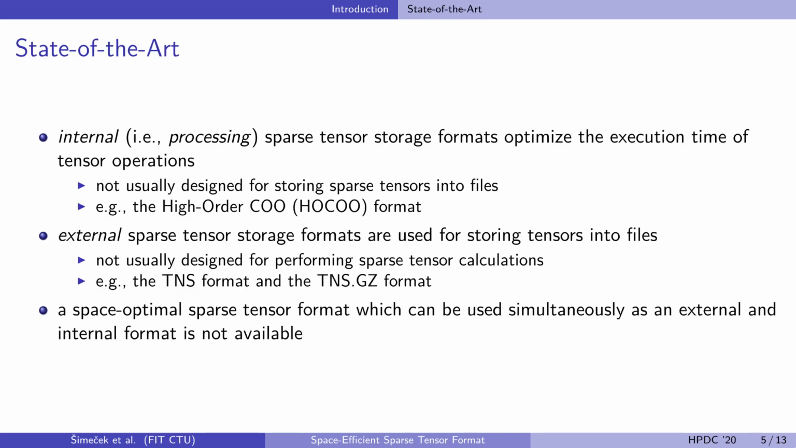Existing sparse tensor storage formats can be divided into two groups: internal formats, also called processing formats, and external formats. Internal formats are optimized for executing sparse tensor operations. This means that it's usually not possible to store a sparse tensor to a file using an internal sparse tensor storage format. On the other hand, external sparse tensor formats are used for storing tensors into files, but after loading the sparse tensor, it's necessary to convert it to an internal format to perform the desired calculations.